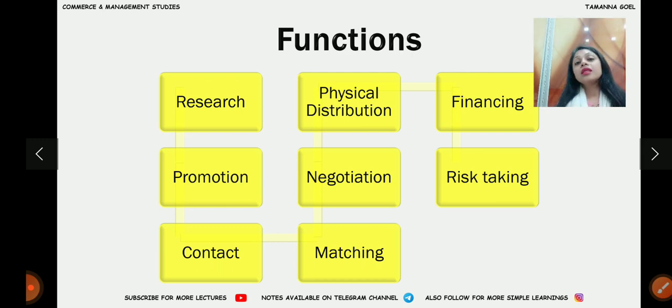Financing, again, they can provide you advance facilities. Again, depends on the, you know, financial capability of the intermediary. They can provide you advance facilities also so that you just make the product and we will sell the product, and those finances can be used by the producer.